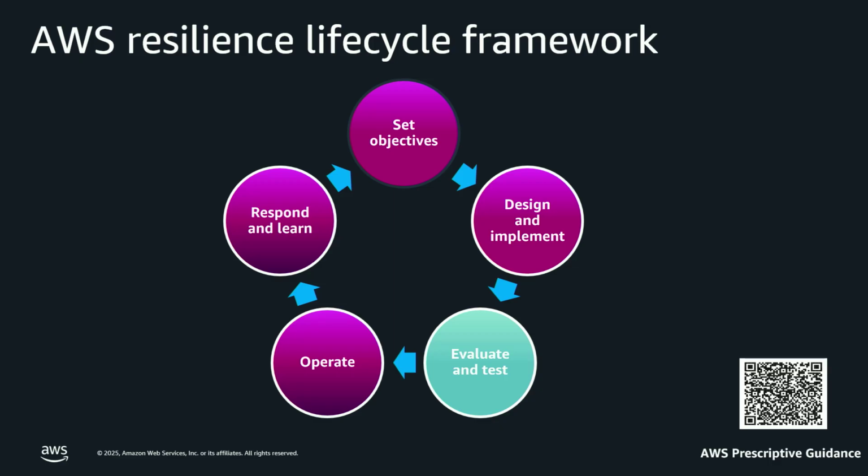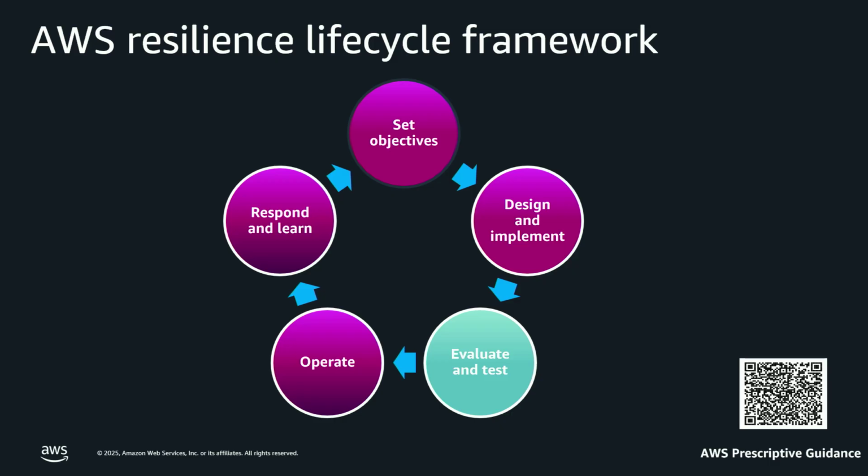With those objectives in mind, you work towards the second phase of design and implement. So this is where you would anticipate various failure modes to ensure that your workloads are rightly designed with the right technical architecture and accordingly adopt the right tools. So once you design and implement based on the objectives that you have set in the previous stage, you move towards the third stage of evaluate and test.